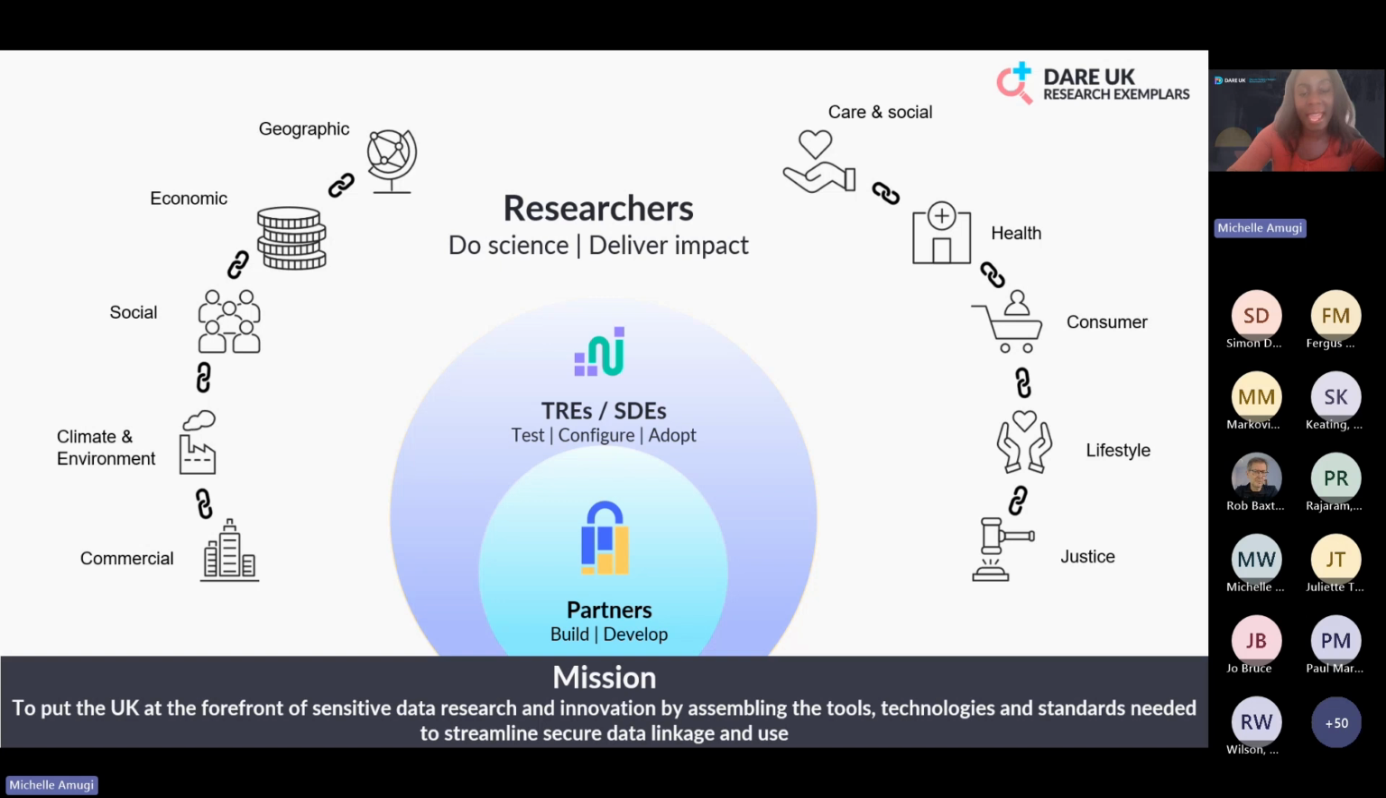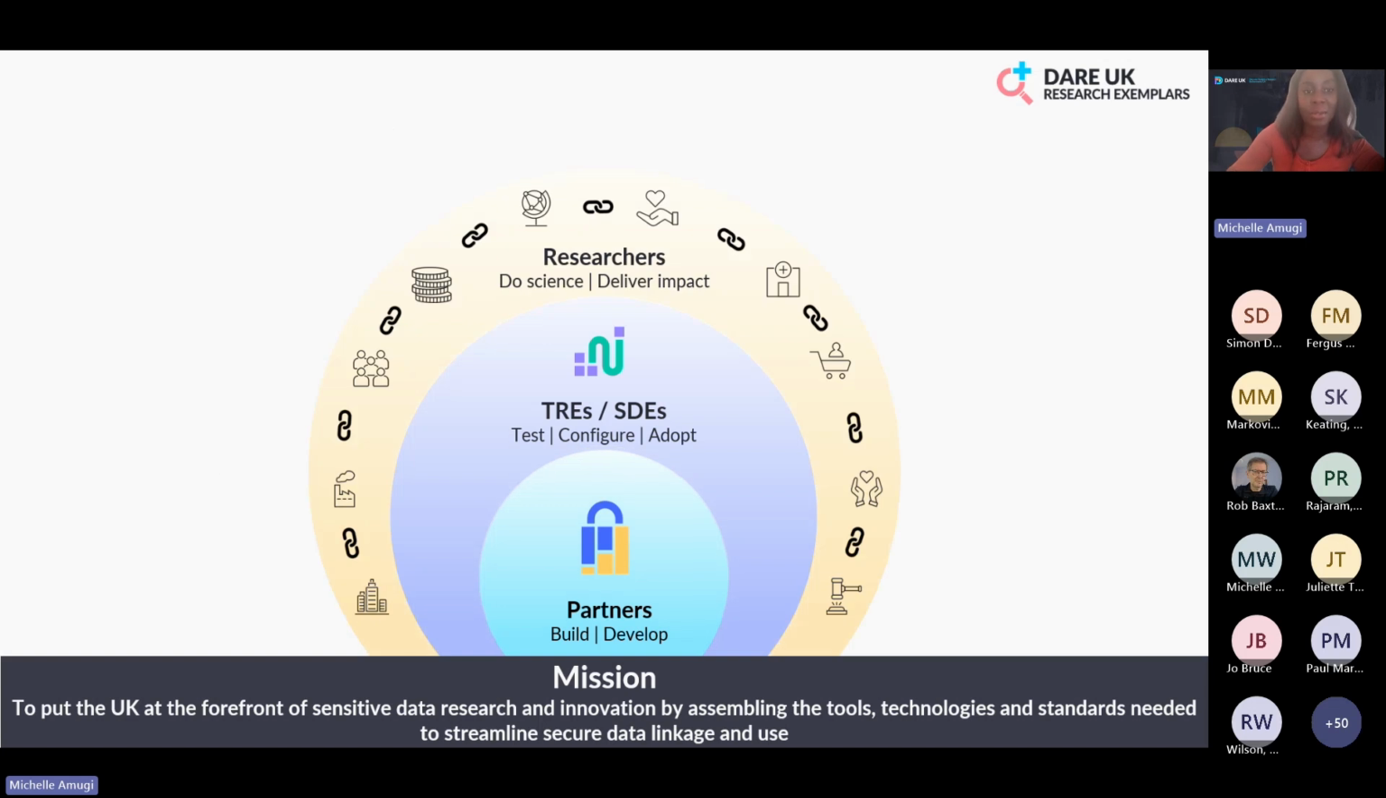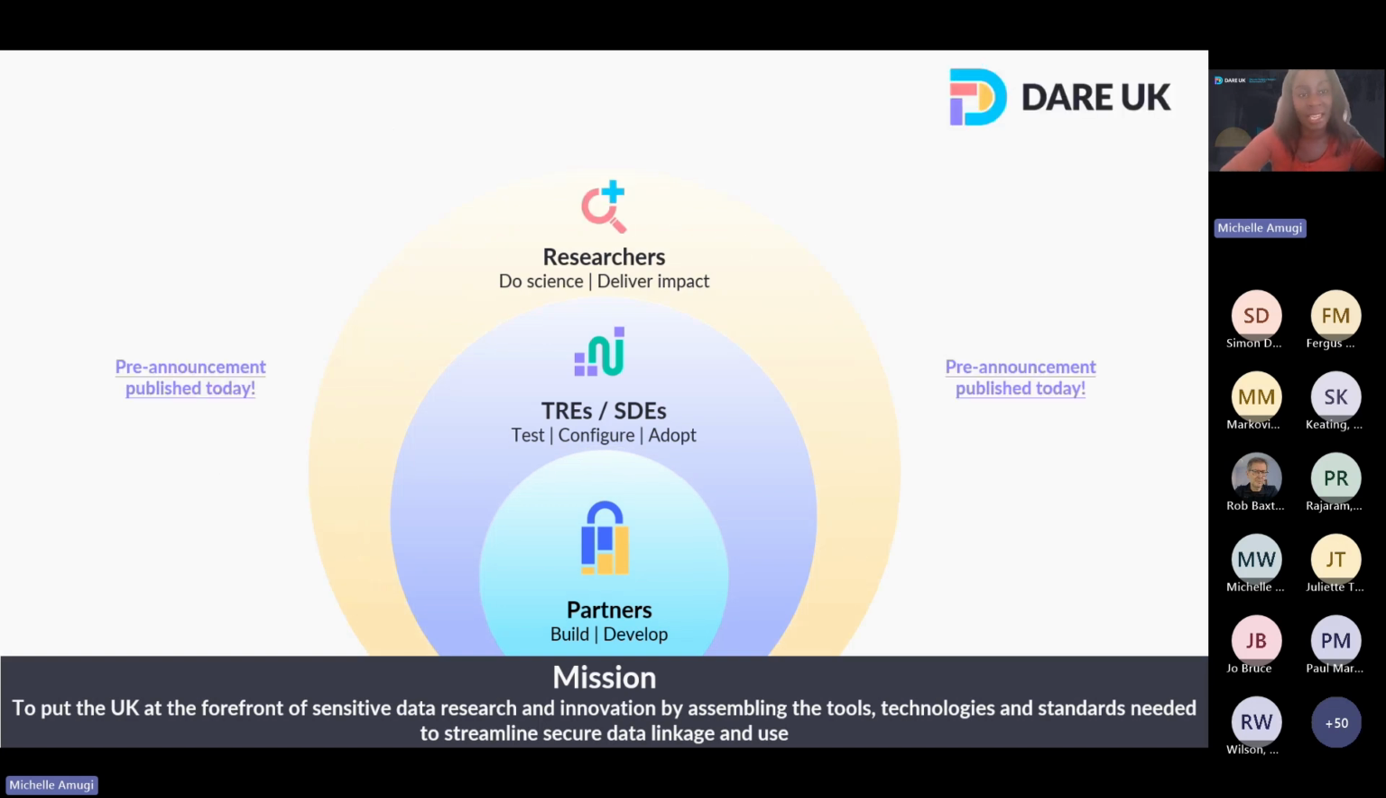So with that, we aim in phase 2 to launch a funding opportunity where we will be funding researchers to work with the TREs and the partners who are building to conduct real-world research, answering research questions using the capabilities to be developed. And I'm pleased to share that the pre-announcement for that funding call has been published today, and I will share links with you later on so that you can have a look, get some more information about that funding call, and when it does open, which will be in September, submit an application if of interest.